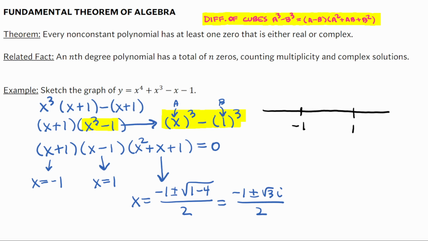And it's a fourth degree polynomial with a positive leading coefficient, so I know that the end behavior is going to be pretty much like that. And x equals negative 1 and x equals positive 1 are both single roots, so they're going to pass through the x-axis with confidence. And the same thing's happening down here.